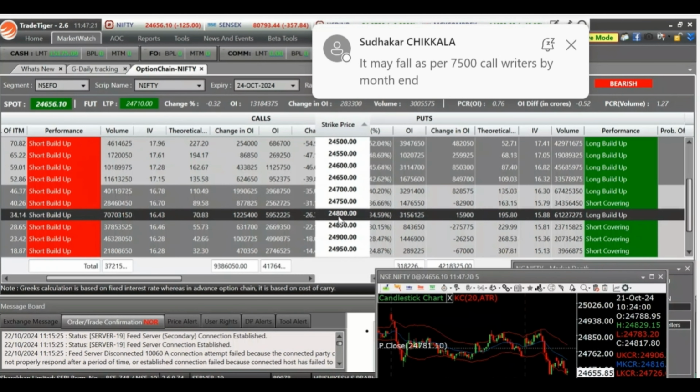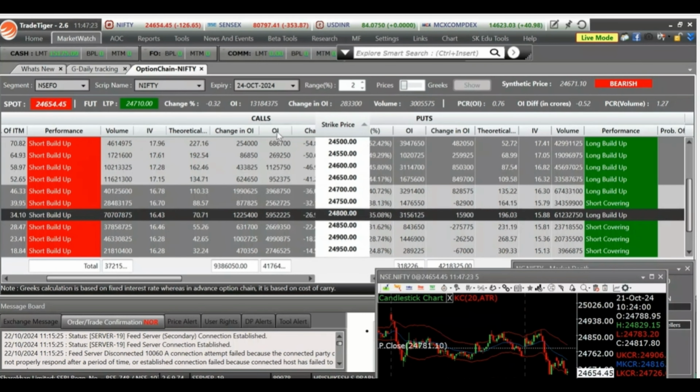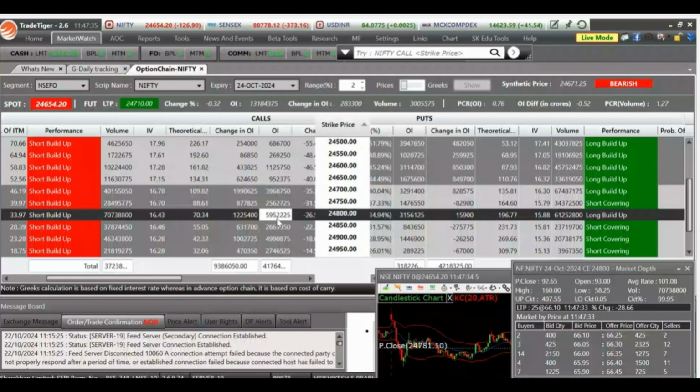highest open interest at the particular strike price. Now look at the open interest column here. At 24,800, open interest is close to 60 lakhs. Right? Open interest is there for all other strike prices also, even for 600 which we saw. There is a short build up happening, but the open contracts there are hardly 11.25 lakhs.